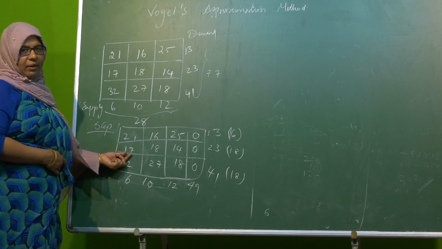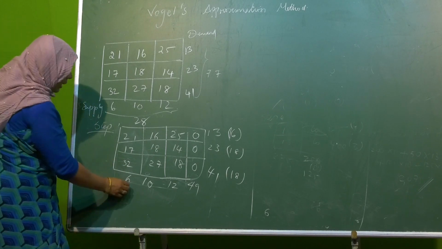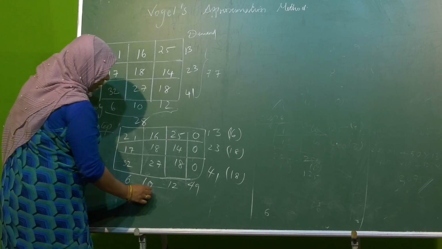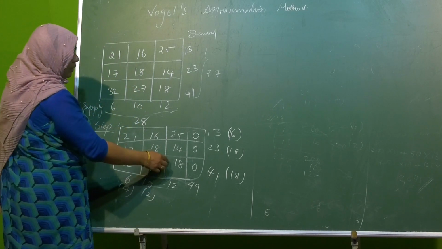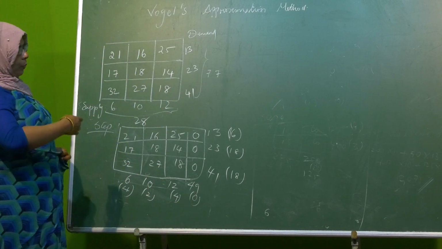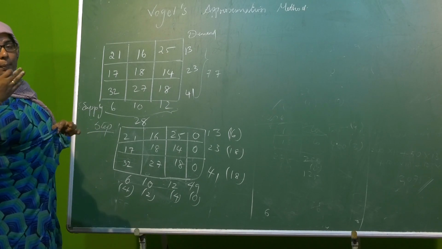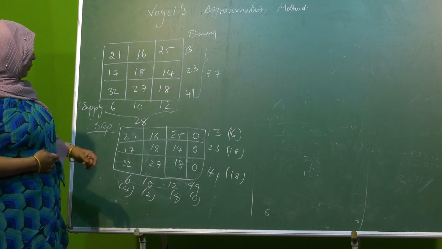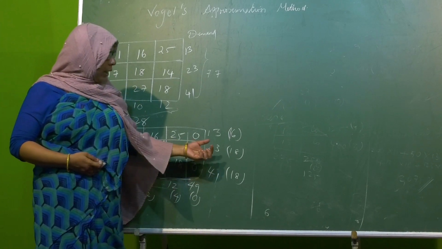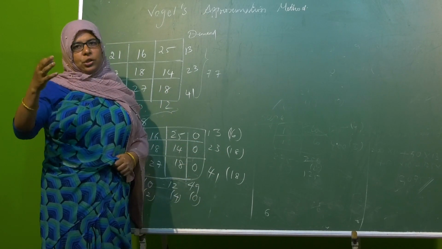The least element is 17 and the next least element is 21, so we are getting 4. What is the least element here? 16 and 18, 2. What is the least element here? 4. So obviously 0. So we compare all the differences in each row and each column. Which one is the maximum? 18 is the maximum difference. So we have to select any one if you wish.